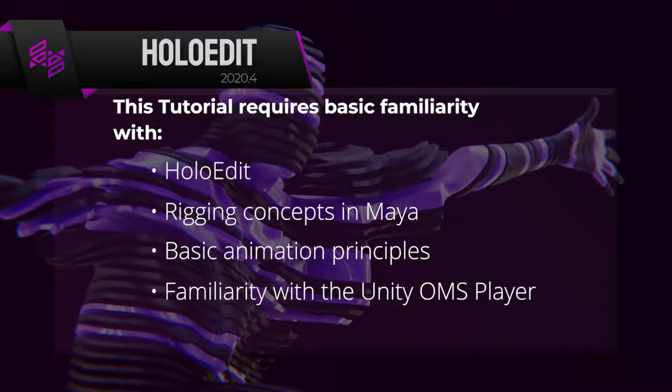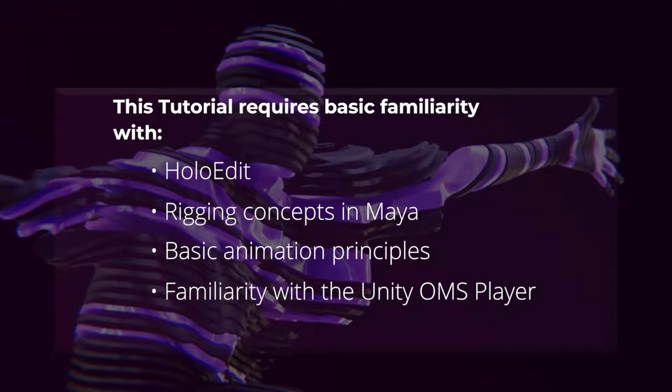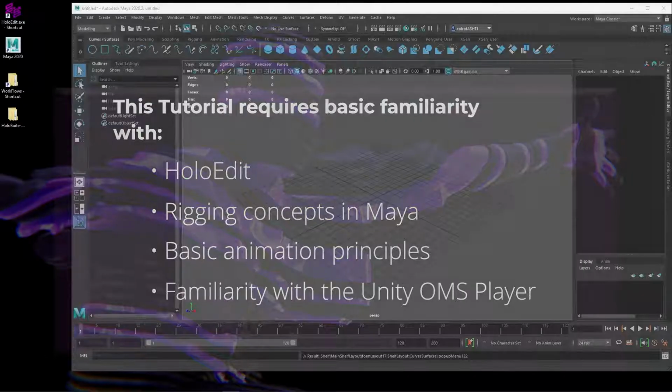This tutorial requires basic familiarity with HoloEdit and experience with rigging and basic animation principles in Maya. So you can follow along, we've provided the clip data in a HoloEdit workspace, as well as a copy of the completed workspace and the final Maya scene. We'll be working on a clip that has already been stabilized.